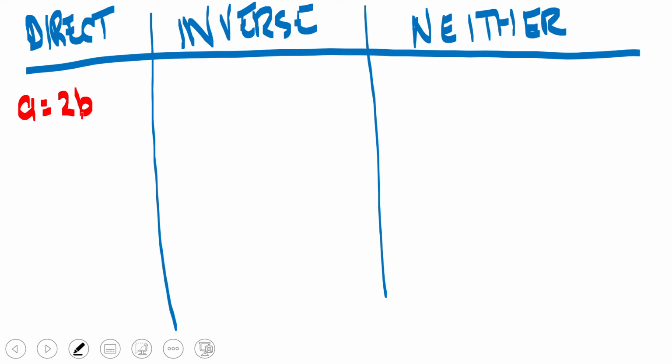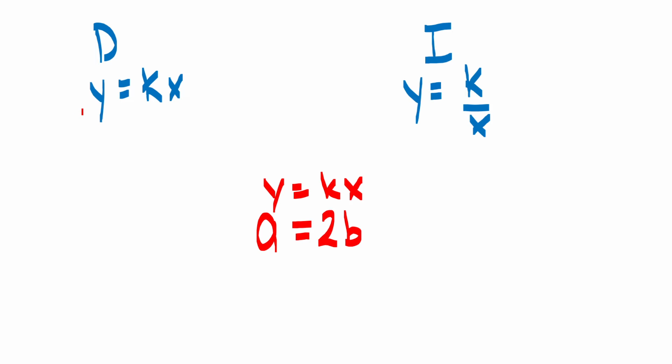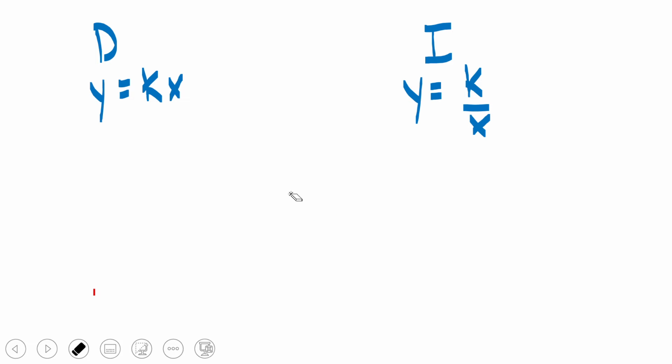Number 2, y equals 7 over x. Direct or inverse? What does it mimic in the formula? Well, the k is 7, and it mimics the inverse formula.